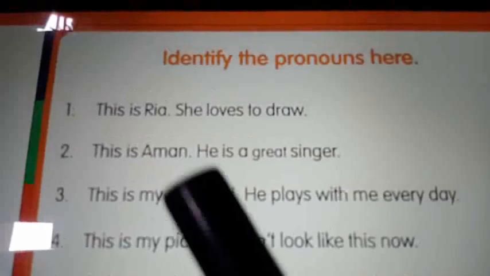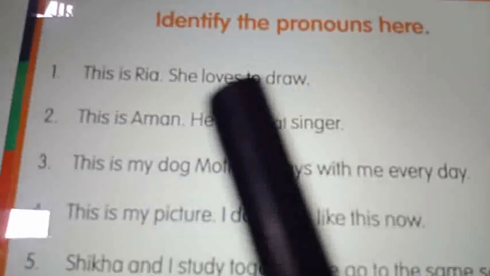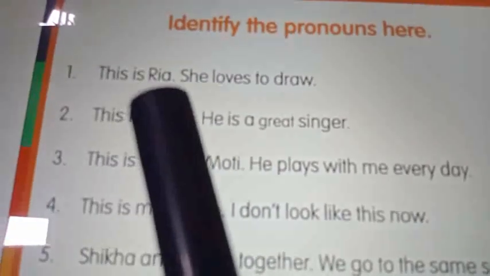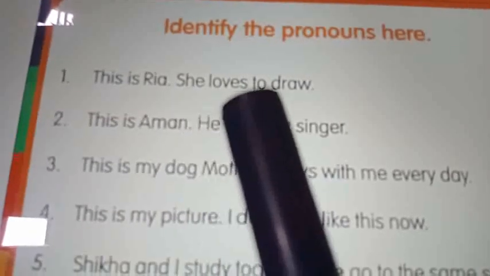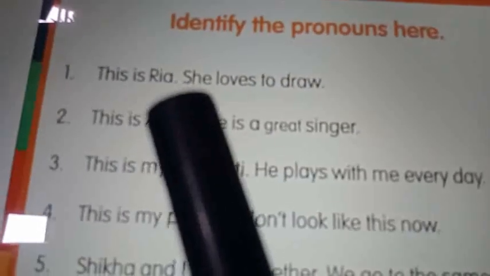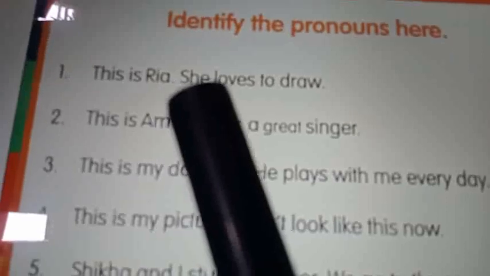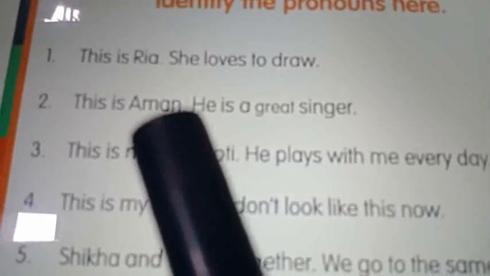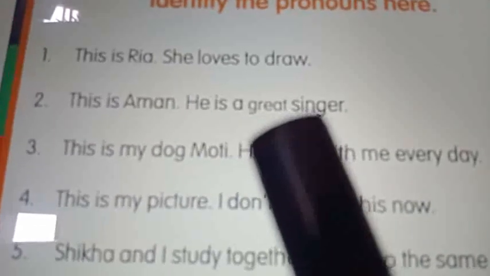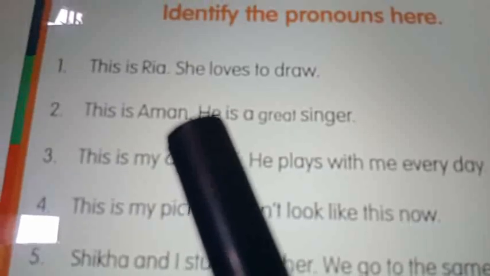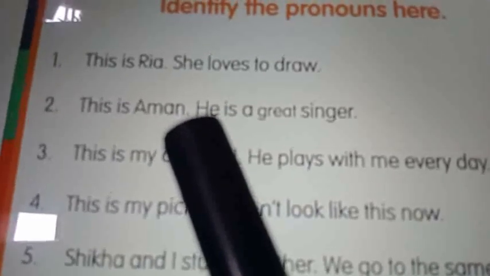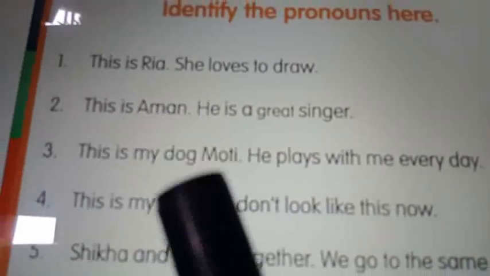Yes. You have to identify the pronouns here. This is Ria. Ria is a subject, right? She loves to draw. Ria is a girl, so we have to use she here. Next, this is Aman. He is a great singer. Here Aman is a subject, so we have to use the pronoun he. This is a boy, right?